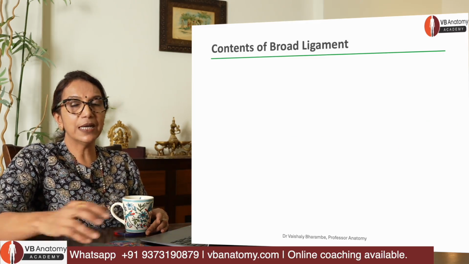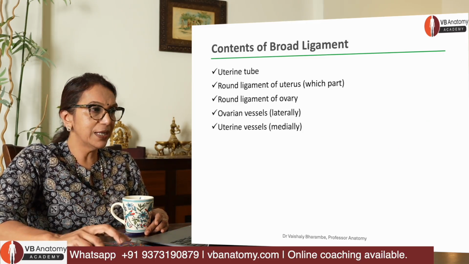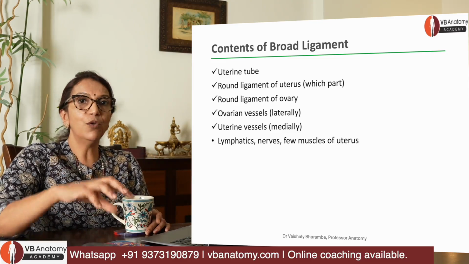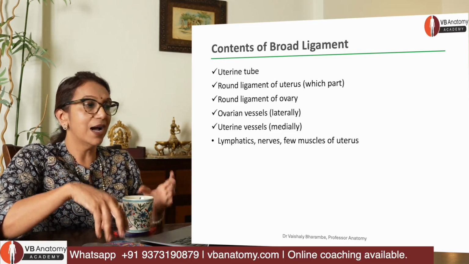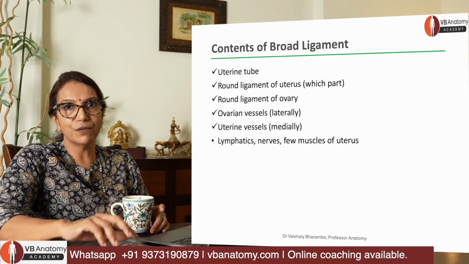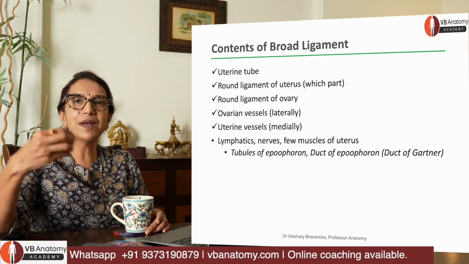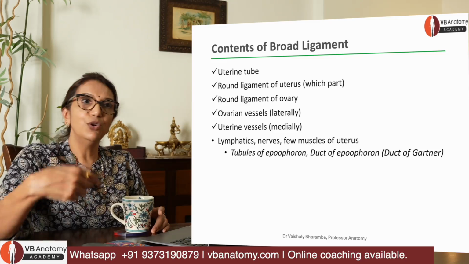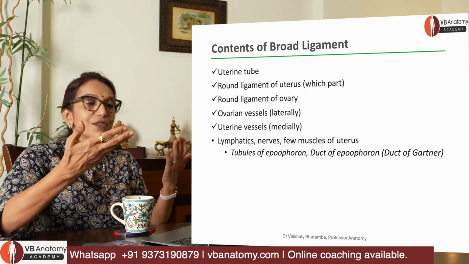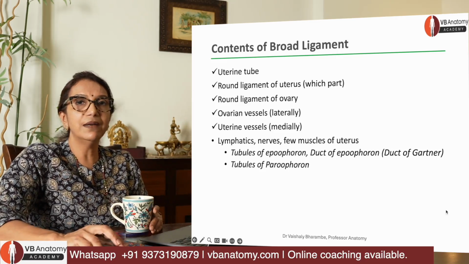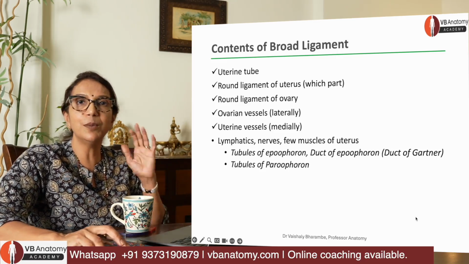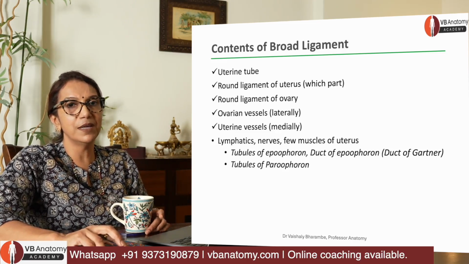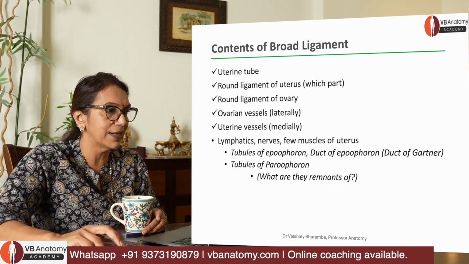So what does the broad ligament contain? By now you should be able to tell what it contains. Won't discuss it. You can pause the video to read in case you want. But what we have not discussed, which are also contents, are the lymphatics, nerves, and a few muscles of the uterus. Also present here are some remnants of embryology. When I do development of uterus, which will be released soon, you can see that to understand what are tubules of Epoophoron and what is duct of Gartner and so on. Okay, so because it's beyond the purview of this class, of course the answers to this are also given in the notes which are displayed on the website. So feel free to access that.